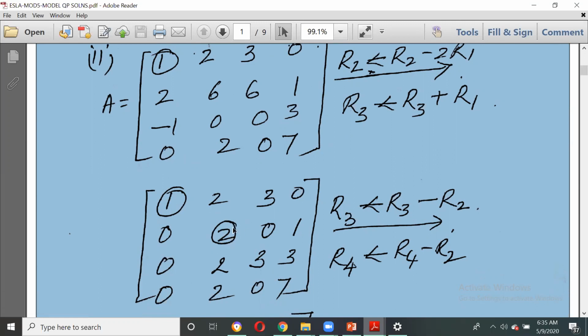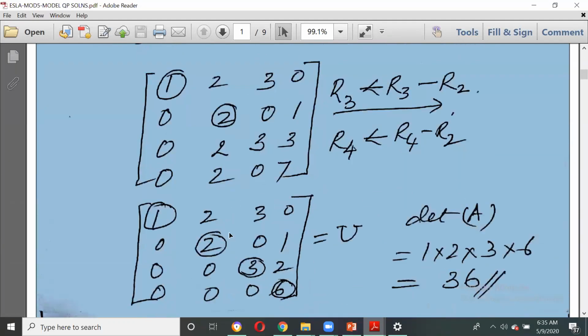Now this is the pivot. So now these two should be made 0. To make these two 0, we write R3 minus R2 goes into R3. 2 minus 2 will be 0. That is why this is 0. 3 minus 0 will be 3. 3 minus 1 will be 2. Similarly, this minus this, R4 minus R2. 2 minus 2 will be 0. 0 minus 0 will be 0. 7 minus 1 will be 6.